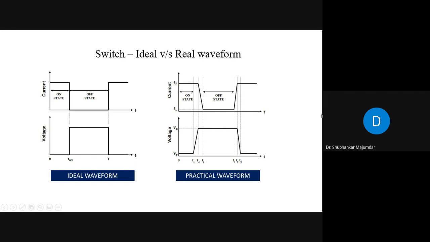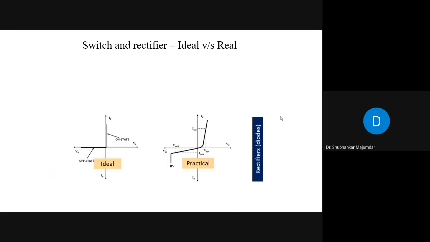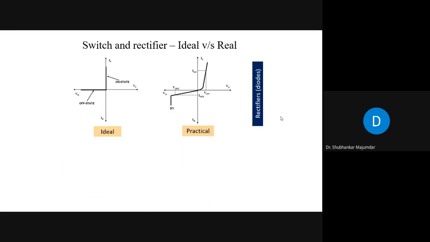So now, if we are replicating this through a diode, the best thing will be the rectifier. A rectifier also works as a switch. So for a switch and a rectifier, we need this type of architecture: in off state no current should flow, in on state full current should flow.